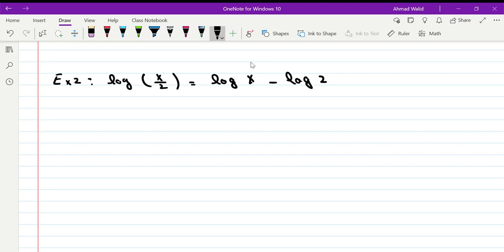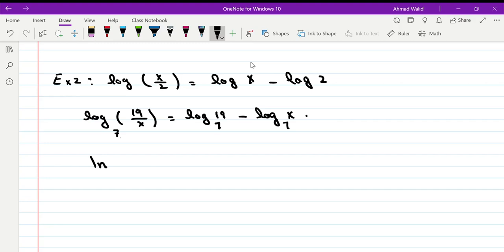Next one. Log of 19 over x base 7. Again, quotient rule. The log of numerator, which is log of 19 base 7, minus log of denominator, which is log of x base 7, done. One more. Interesting one. Not always log. Let's do this time ln.